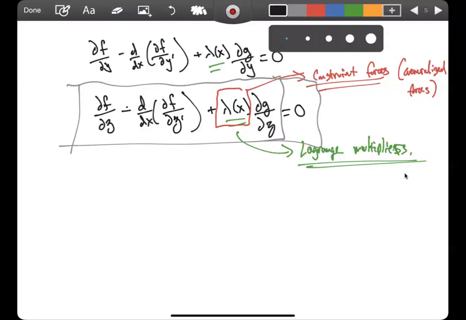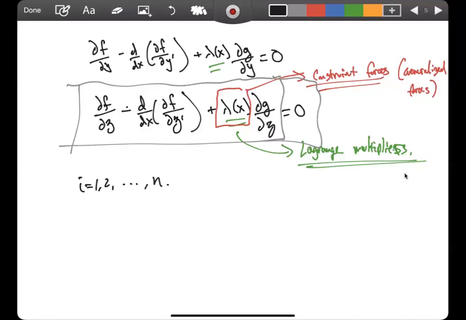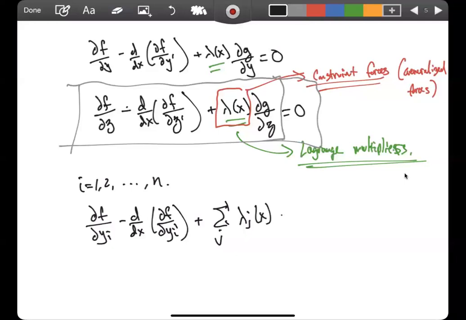Or in a more general sense, if I had i equal to 1, 2, all the way out to n variables, this thing actually just generalizes to the partial of f with respect to y_i, minus the full derivative of the partial of f with respect to y_i prime, plus the sum over j of lambda_j(x) times the partial of g_j divided by the partial of y_i, must then be equal to 0, where in this case g_j(x) must then be equal to 0. So in this case, j just represents the total number of constraint equations that I actually have.